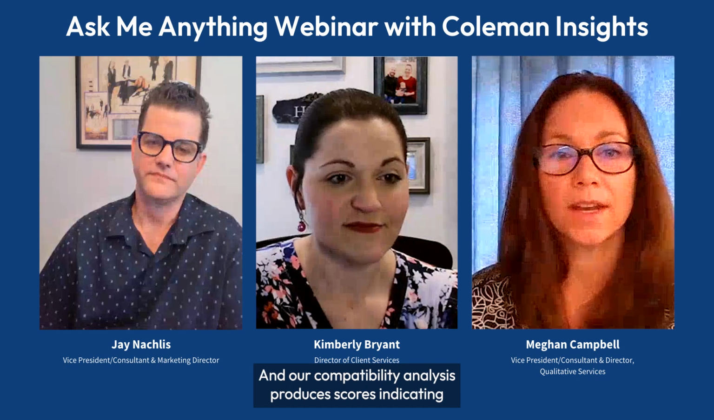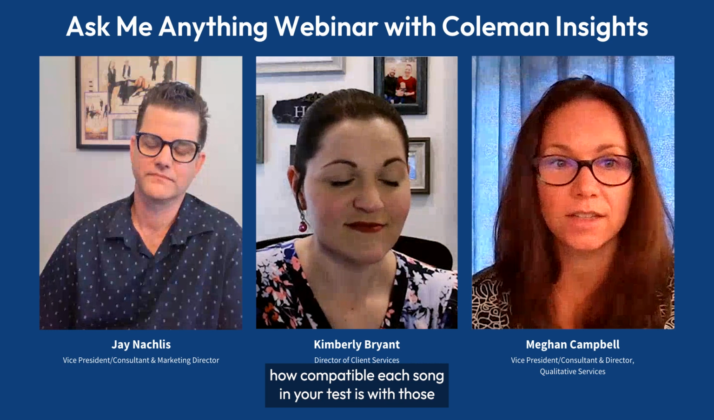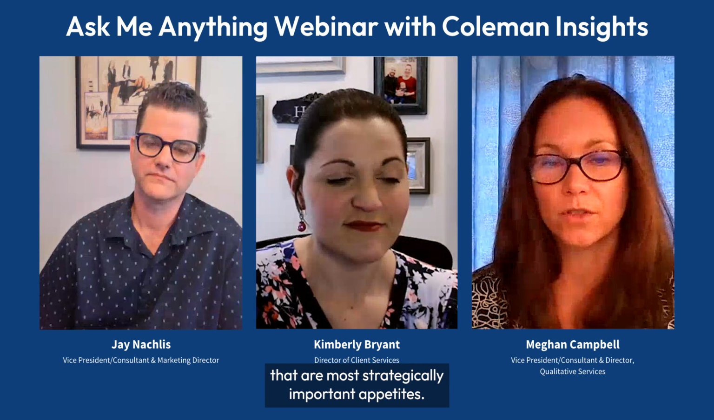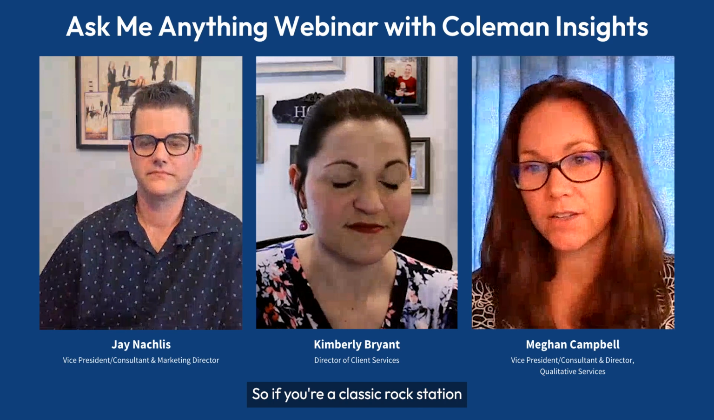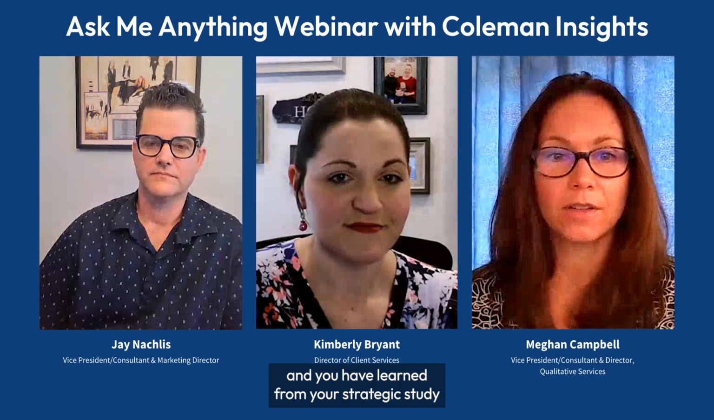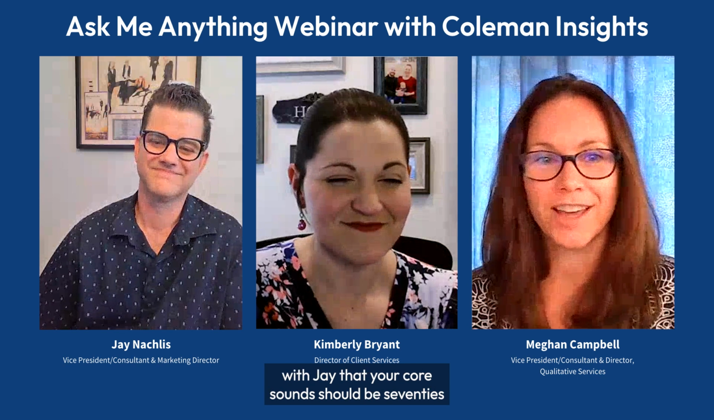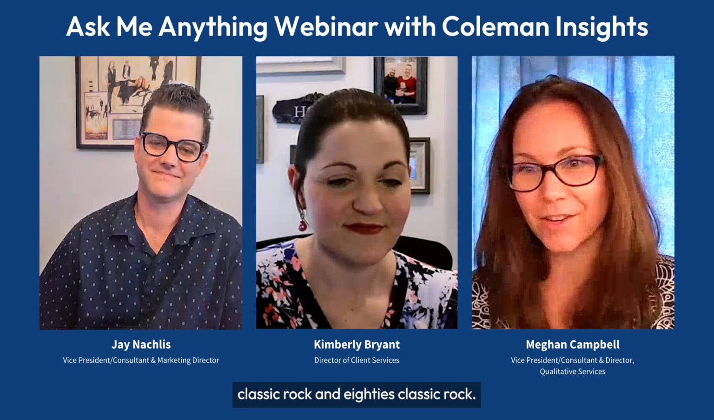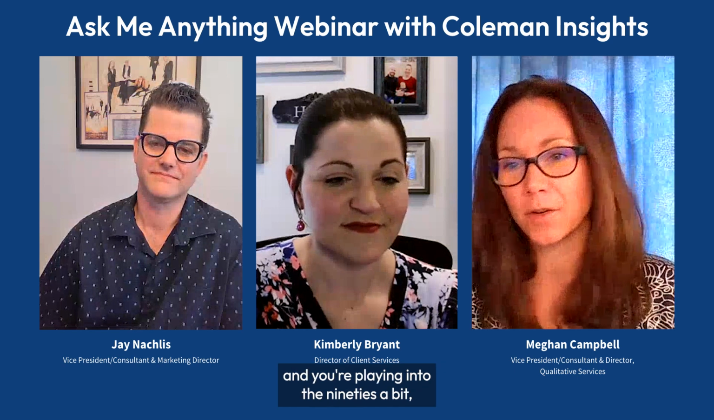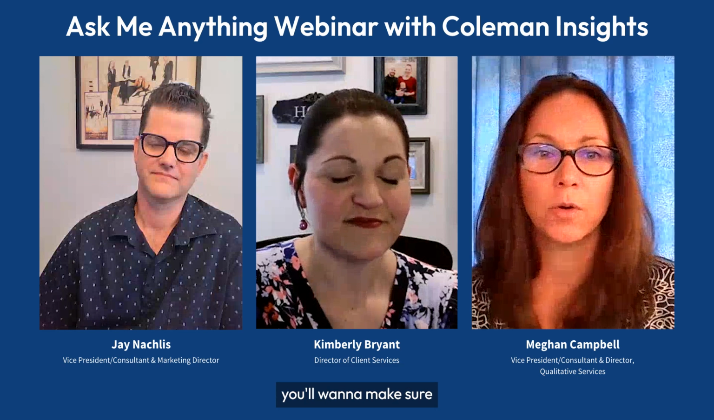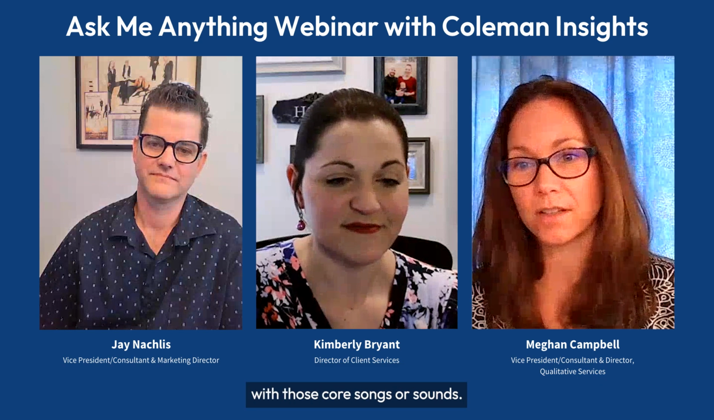And our compatibility analysis produces scores indicating how compatible each song in your test is with those that are most strategically important appetites. So if you're a classic rock station and you have learned from your strategic study with Jay that your core sounds should be 70s classic rock and 80s classic rock, but you know you're also playing into the 60s and you're playing into the 90s a bit, you'll want to make sure that those fringe songs are compatible with those core songs or sounds.